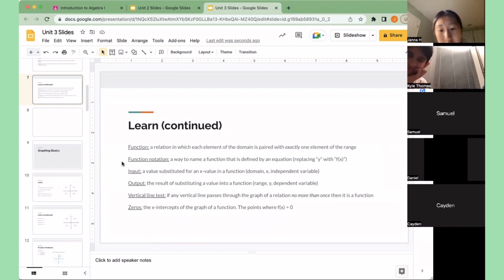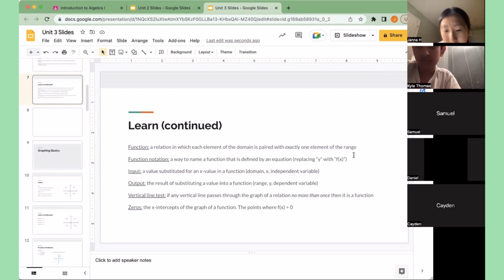Function notation is a way to name a function that is defined by an equation, replacing y with f of x. So how you say this is f of x, and instead of having it be y equals 2x plus 1, you put f of x equals 2x plus 1.